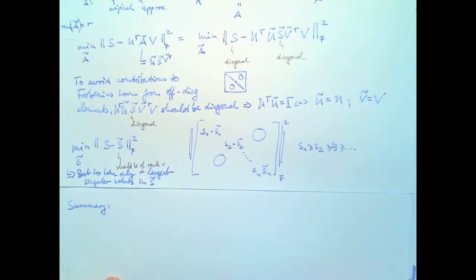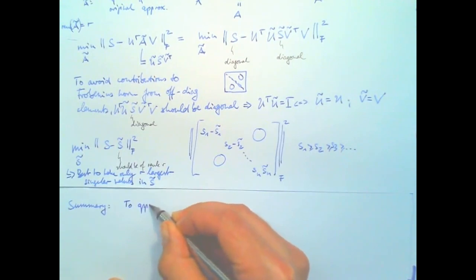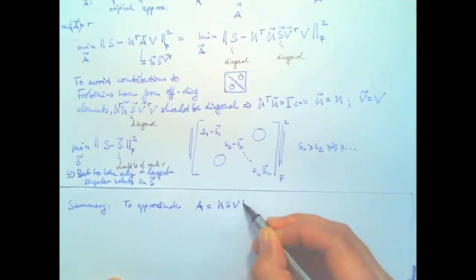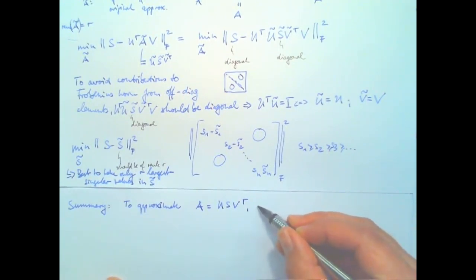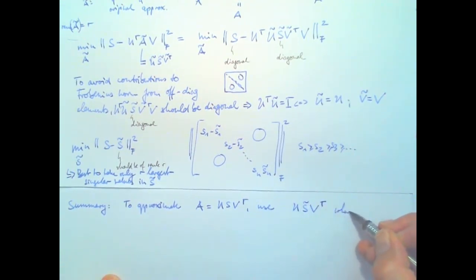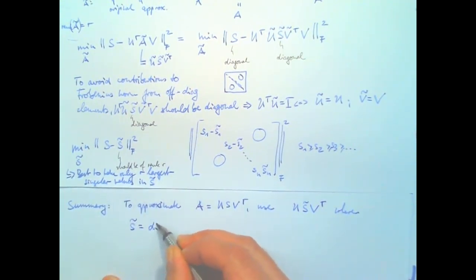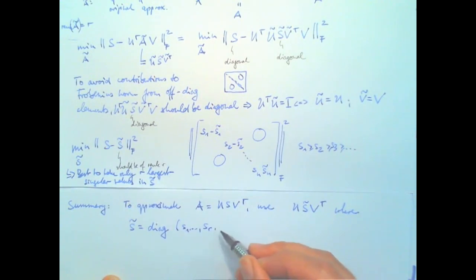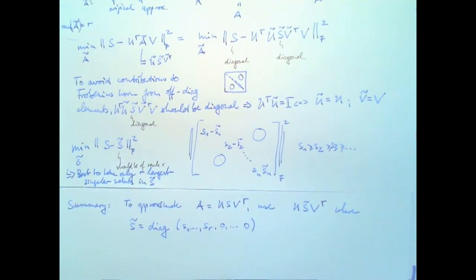So the summary is, if I want to approximate A with an SVD as follows, where S tilde is a diagonal matrix holding the R largest singular values, followed by zeros. Okay, and then that gives me the best approximation in terms of the Frobenius norm to this original matrix A.